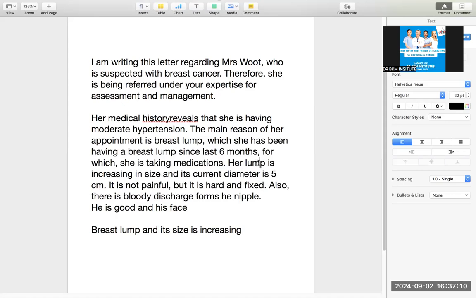Now read this. Her medical history, again, I have to manipulate things. I have to write the right things so that my letter has fluency. Fluency is not only of speaking, fluency is also of writing. When the examiner will read your letter, how does he feel?